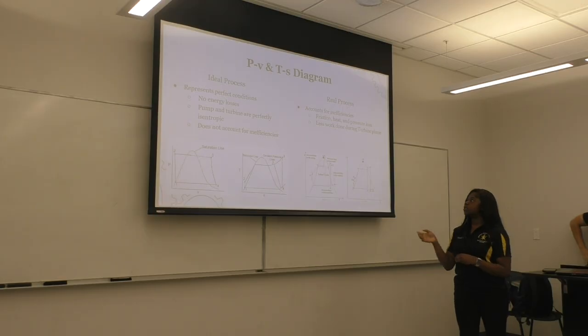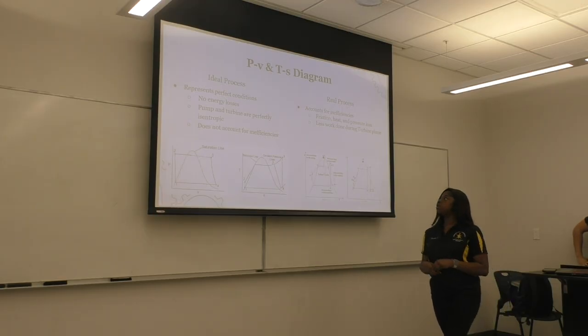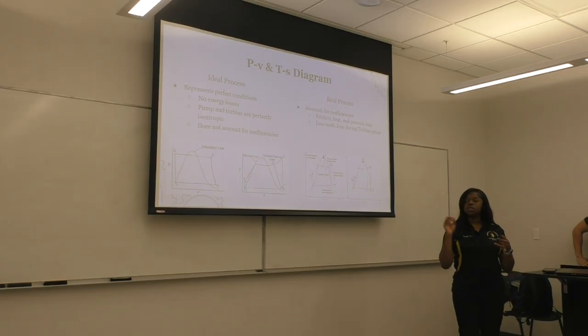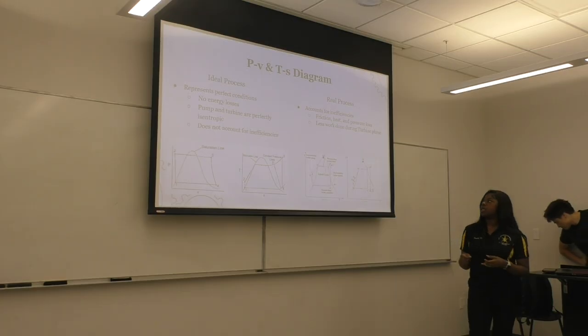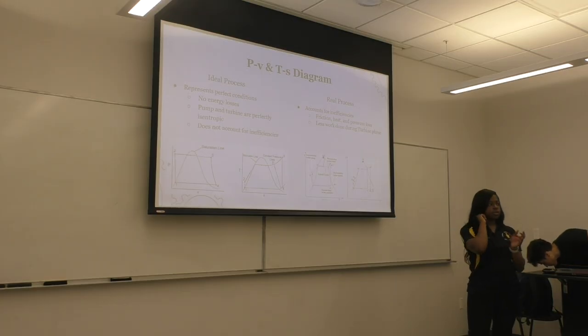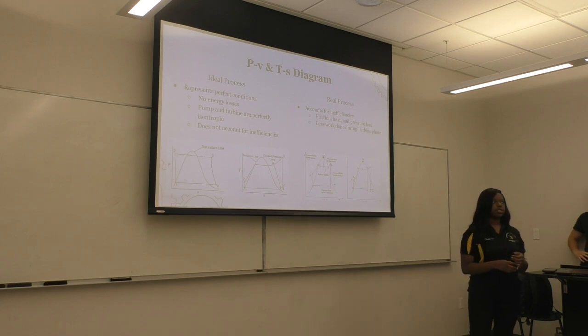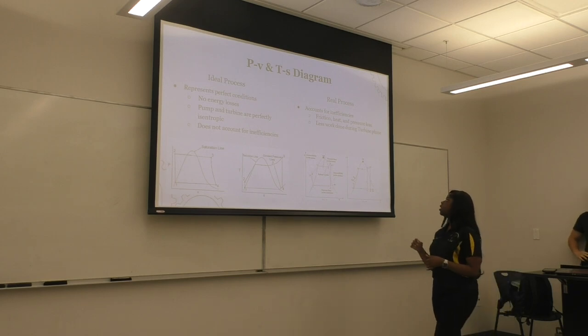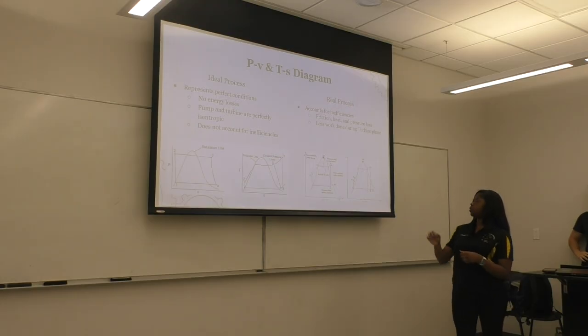An ideal process represents perfect conditions within a Rankine cycle, so there are no energy losses. Pump and turbines are perfectly isentropic, and it doesn't account for any inefficiencies, while a real process does account for those inefficiencies. So there's pressure losses, friction, and heat losses, and there's also less work done within the turbine phase.